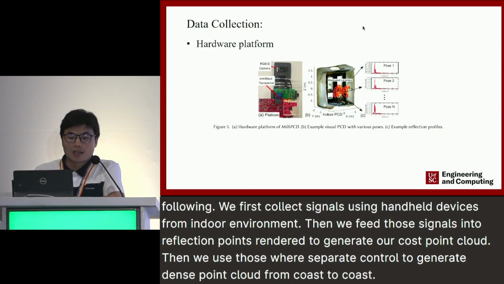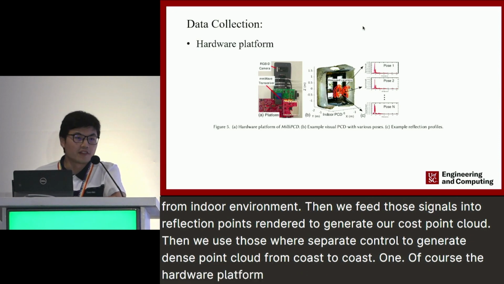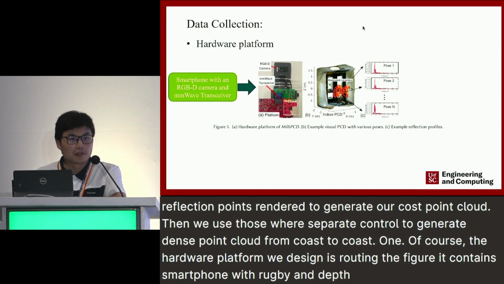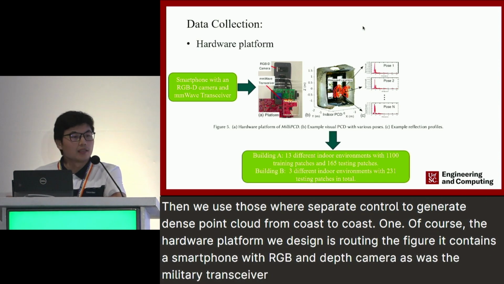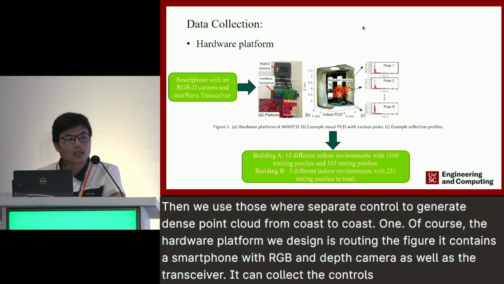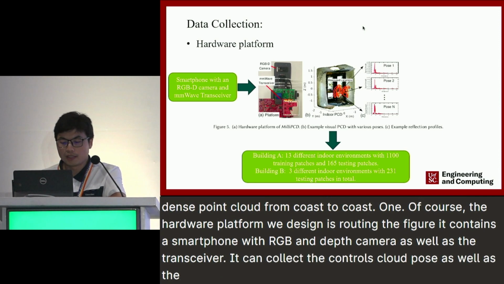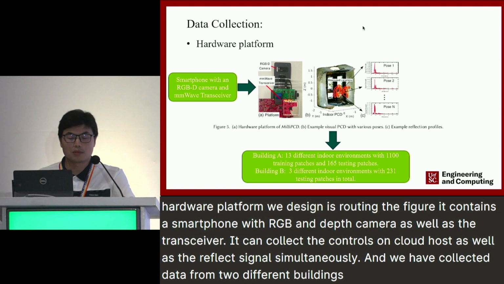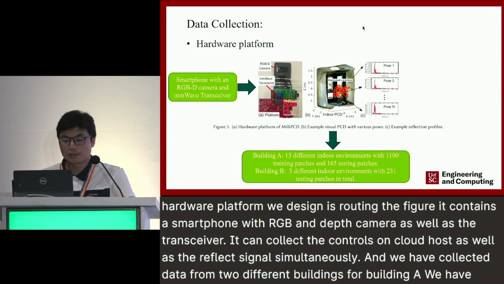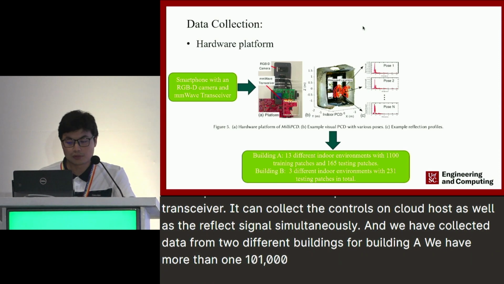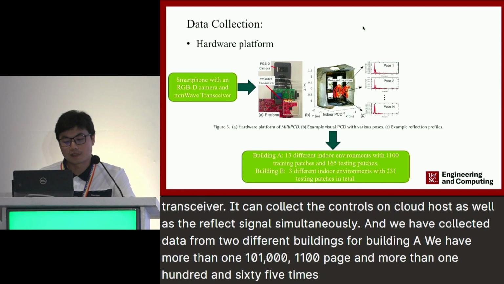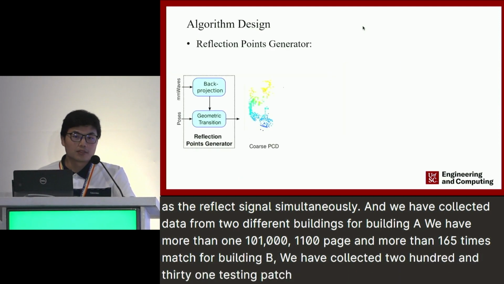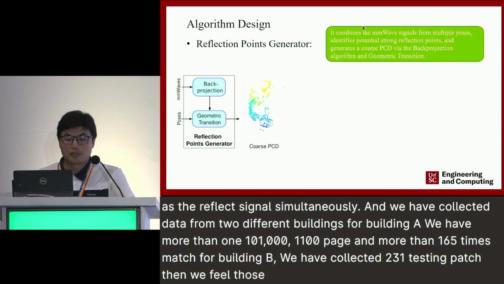Of course, the hardware platform we designed is shown in the figure. It contains a smartphone with RGB and depth cameras, as well as the mmWave transceiver. It can collect the ground truth point cloud, poses, as well as the reflected signal simultaneously. And we have collected data from two different buildings. For building A, we have more than 1,100 training patches and more than 165 test patches. For building B, we have collected 231 testing patches.